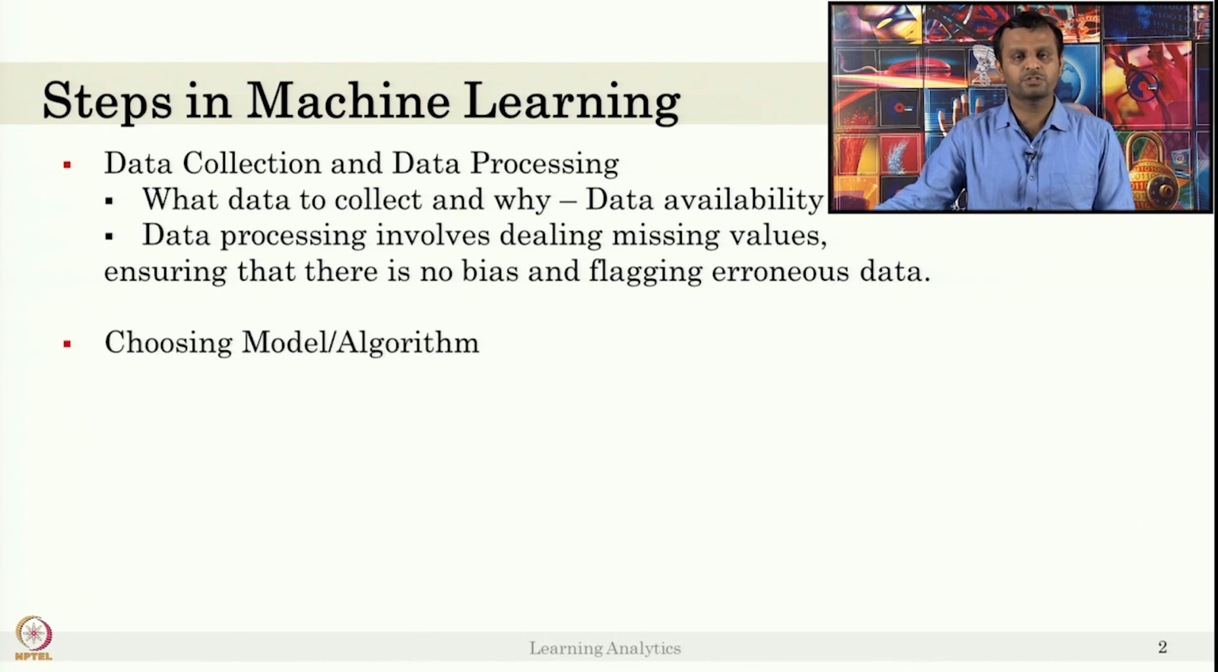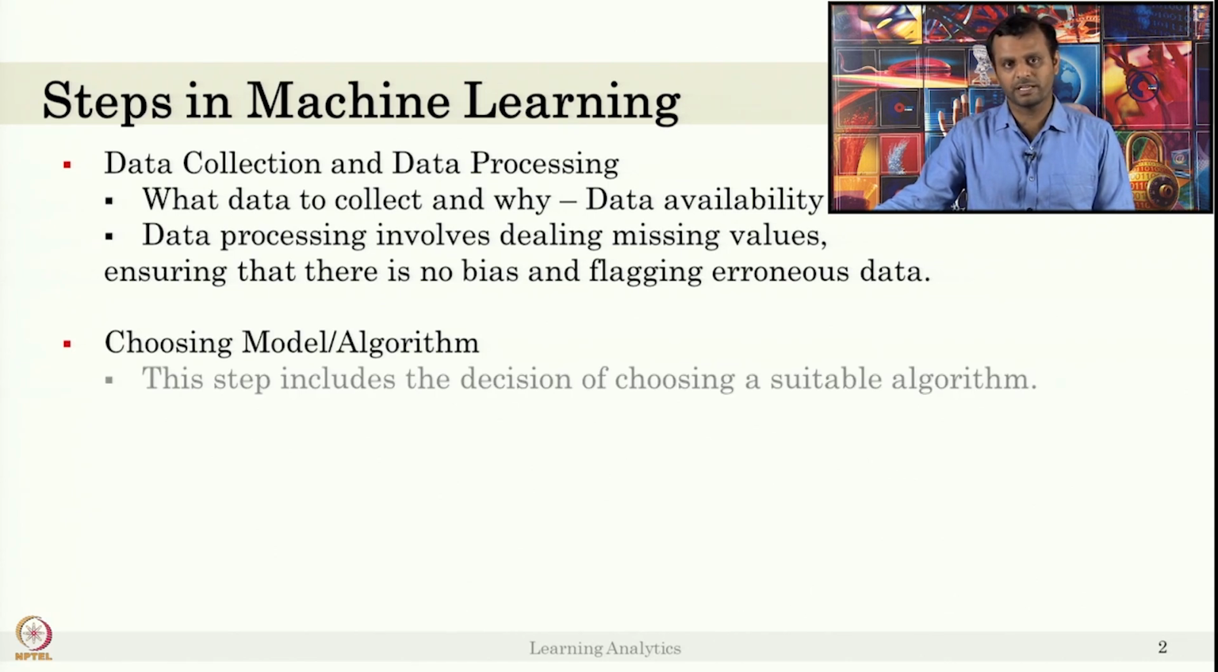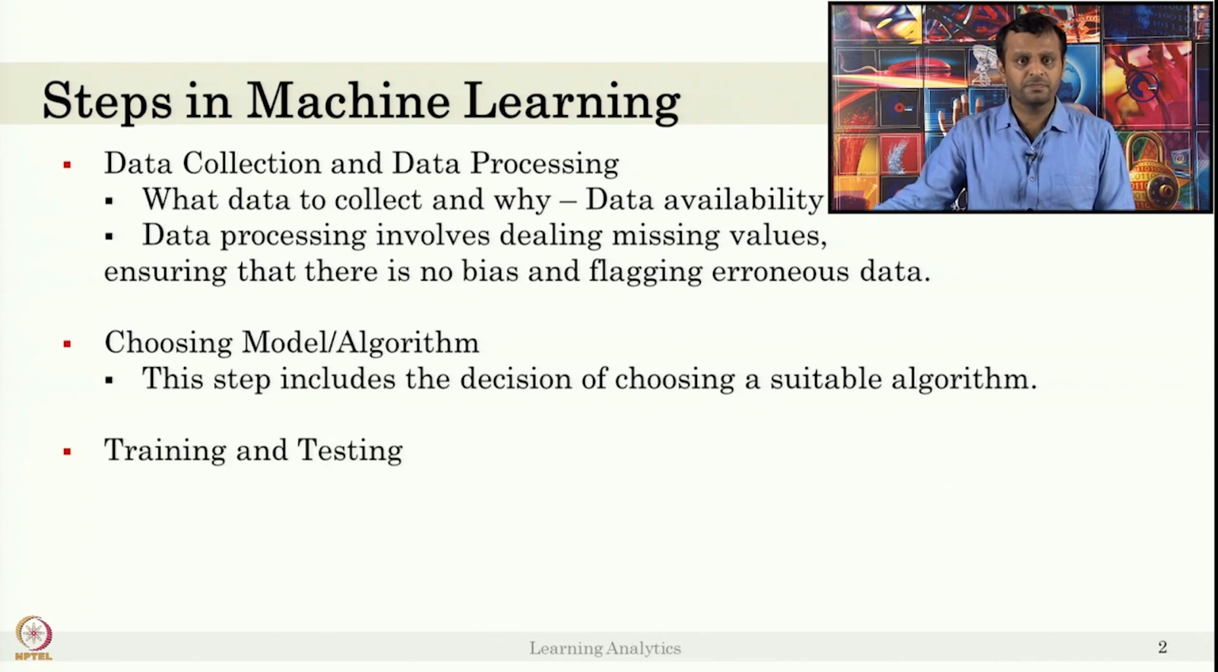The second step is choosing model or algorithm. That is like which model to use for the data or research question you have selected. This step includes the decision of choosing the suitable algorithm.